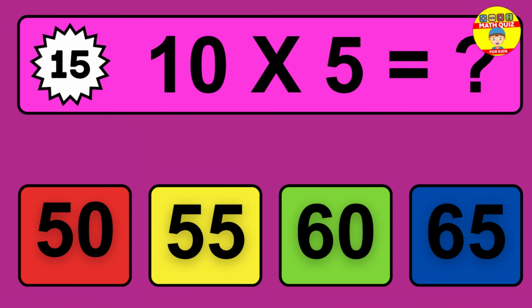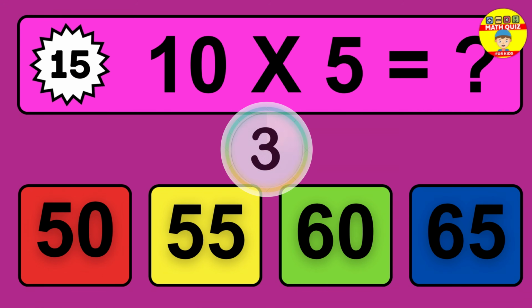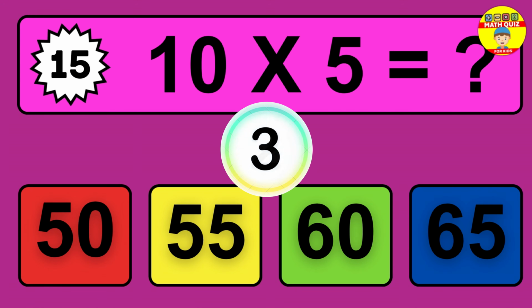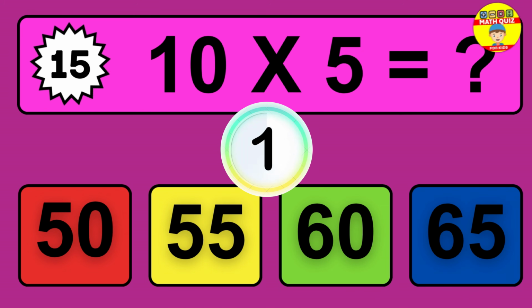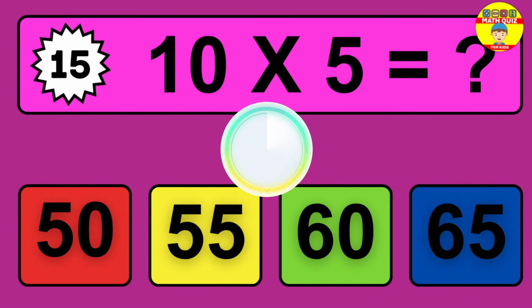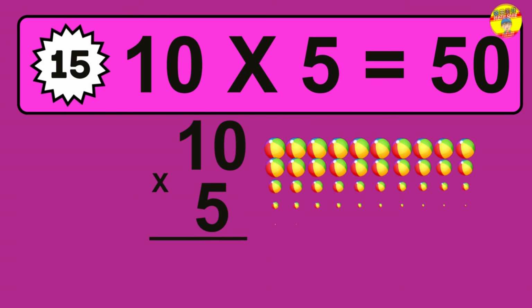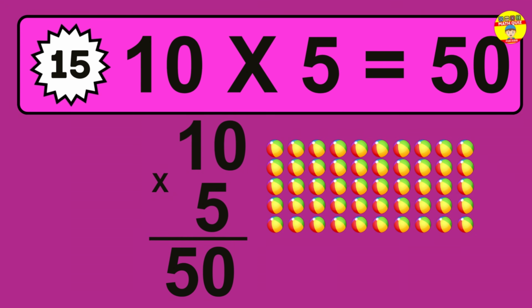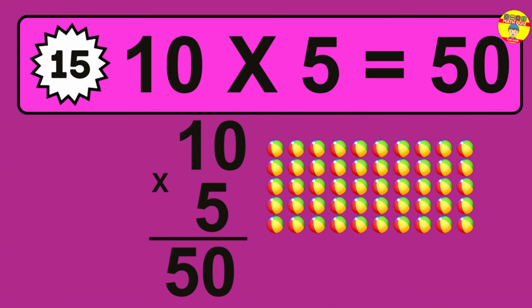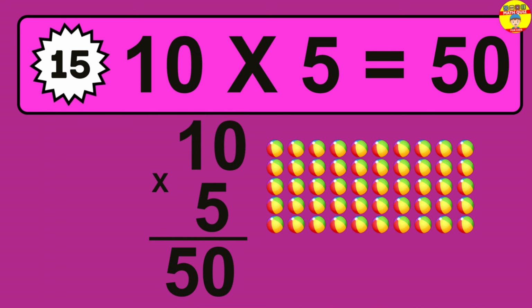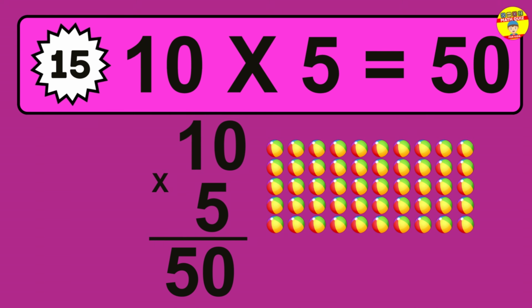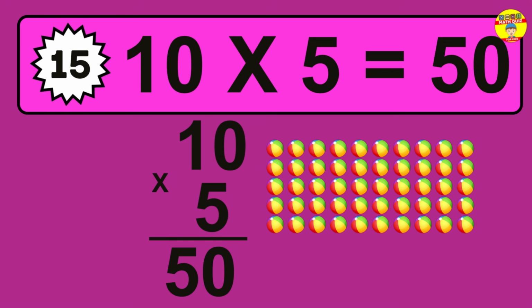Question 15. 10 times 5 equals what? So the answer is 10 times 5 is 50. To calculate, we have 10 groups with 5 balls each one. So how many balls do we have? 50 balls.